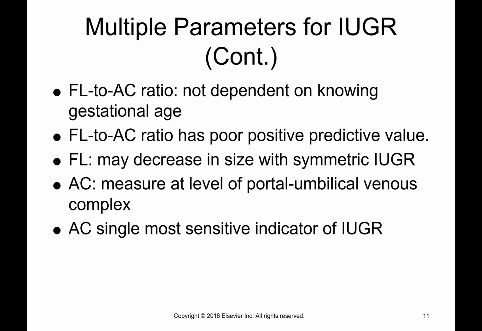A femur length to AC ratio is not dependent on knowing gestational age. So really what they're trying to say is that you just need to measure the head, the belly, and the femur. And usually that will give you your best accuracy of knowing if the baby is growing accurately or not.